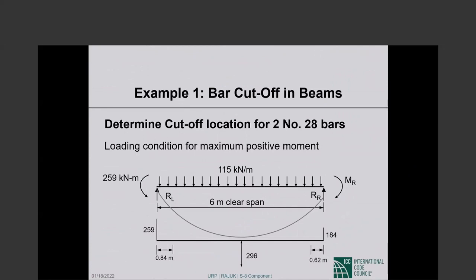So now we have our bending moment diagram: 259 at this support, 184 I think is the calculated value at that support, and 296 is the span moment. From this diagram, we can calculate that the inflection point is 0.84 meters from the left support and 0.62 meter from the right support.